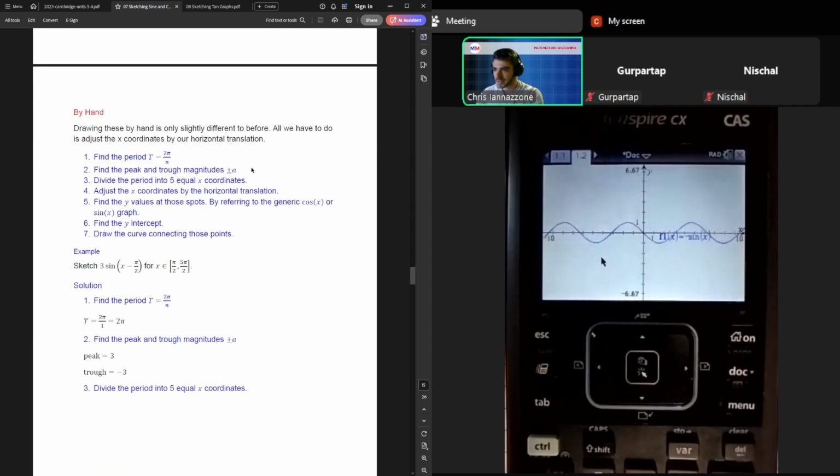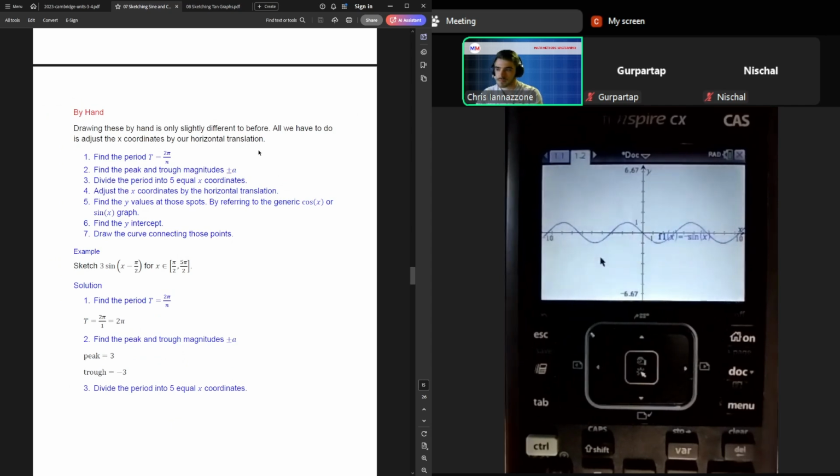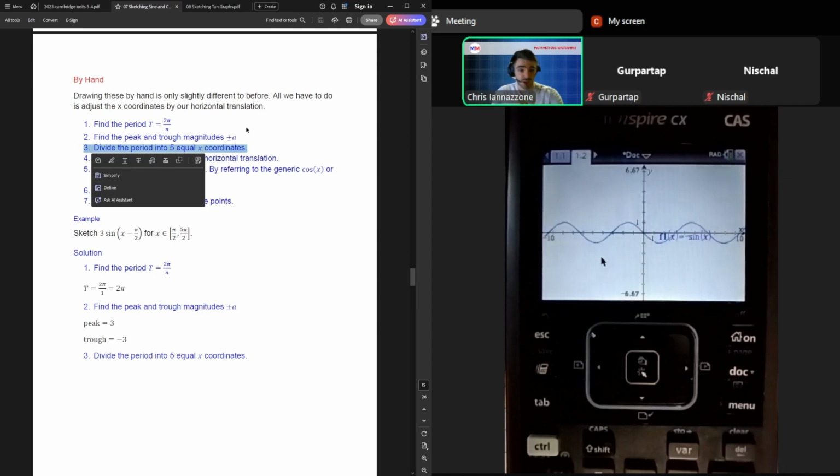Okay. As for how we draw these by hand, there's only a little bit different here. We're still hitting a lot of key things, like the period, the peak and trough, splitting it into 5 equal x coordinates, y values, all these things we've done before. The only thing that's going to matter now is because we have this horizontal translation, we're going to take these 5 equal x coordinates and then just shift them all forward or back by how much we need to.